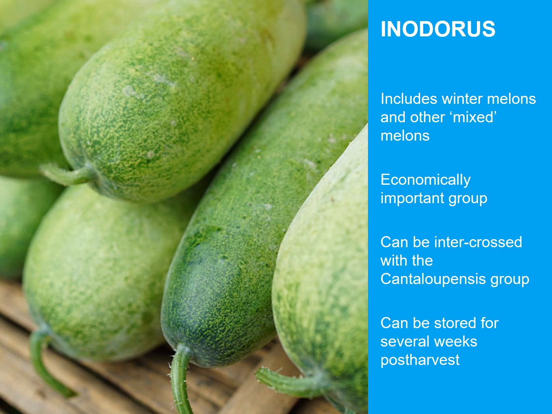Then we move on to the inodorous type of melon, and these are quite unusual. So as you can see in this slide, they look more like a cucumber than they do a melon perhaps, but this group of melons includes winter melon types and other mixed type melons. It is an economically important group and can be intercrossed with the cantalupensis group to generate new and different varieties. The inodorous group can be stored for several weeks post-harvest.